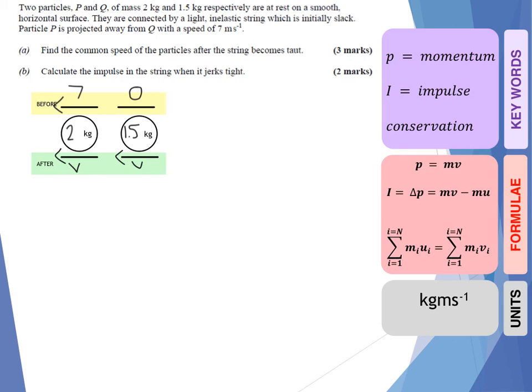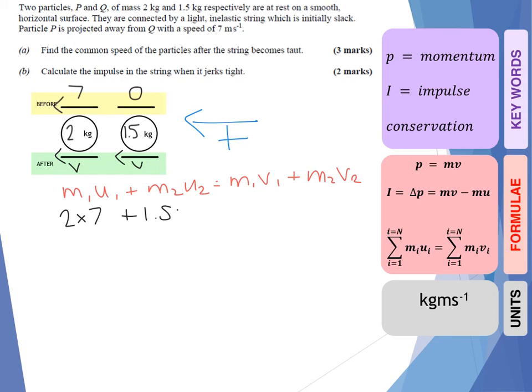Okay, quick calculation with conservation of momentum: m1u1 plus m2u2 equals m1v1 plus m2v2. The left-hand particle is going to be my first, the right-hand particle my second, and as everything's moving that way, let's make left the positive. 2 times 7 plus 1.5 times 0 is 2 times v plus 1.5 times v. Simplifying, 14 equals 3.5v, which means v comes out to be 4 meters per second.